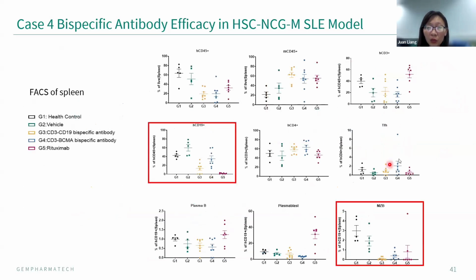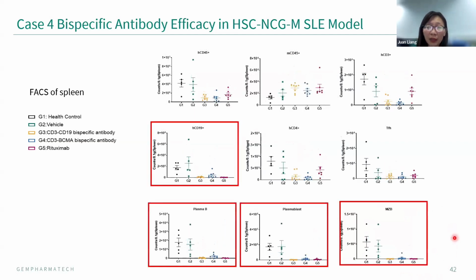And we were also curious about the B cell subpopulations after treatment with the drugs. So we analyzed the B cell subpopulations like plasma cells and also the MZ B cells. And we could observe that for the percentage analysis, the MZ B cells could be reduced by the drug treatment. And when we look at the cell number after treatment, all the B cell subpopulations we have detected here showed a decrease, all have been decreased by drug treatment.